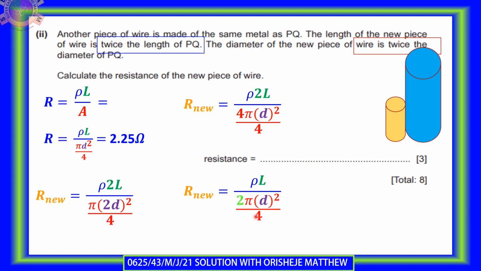If you compare this value with the original value, you see the difference is this half. So if I divide the original resistance by half, that will give me the resistance of the new wire. You see that as the length increases and the diameter increases, the resistance is reduced by half. So 2.25 ohm divided by 2 gives 1.125 ohm. Put in two significant figures, it becomes 1.1 ohm. So that is the answer to this question.